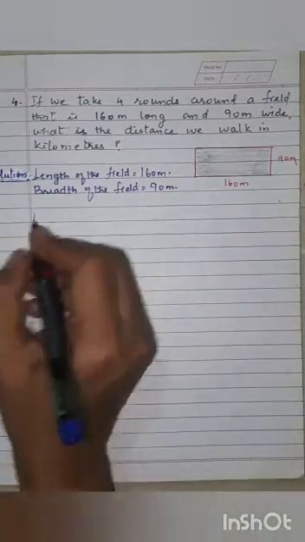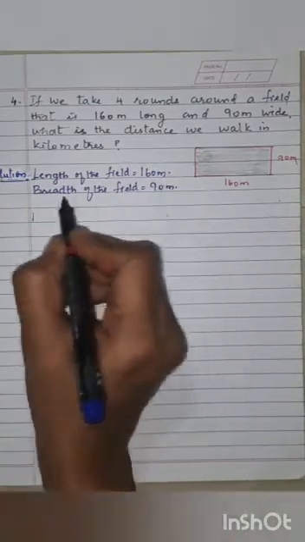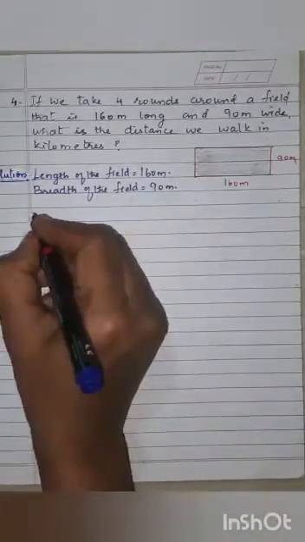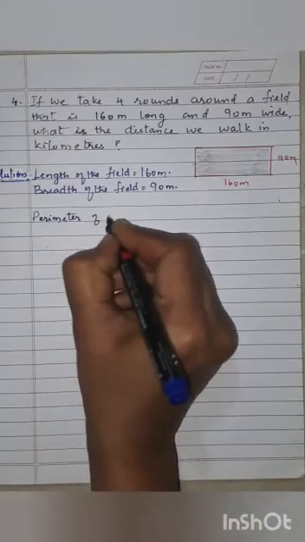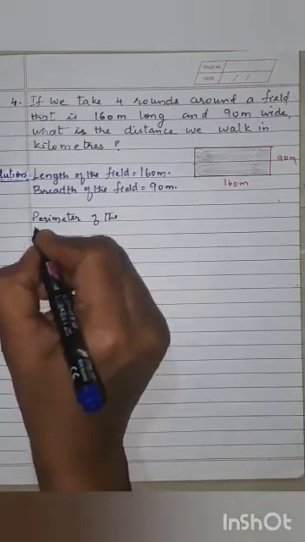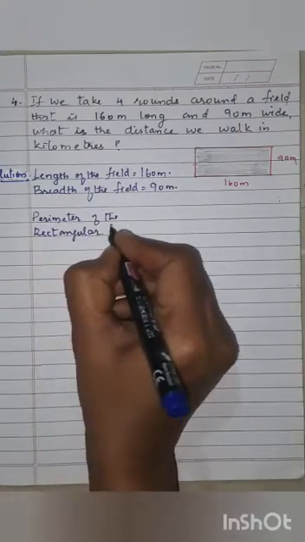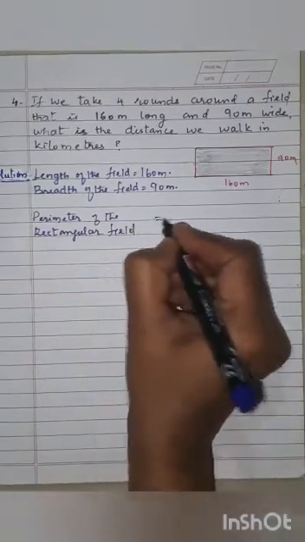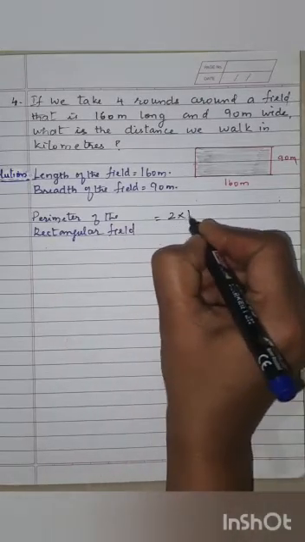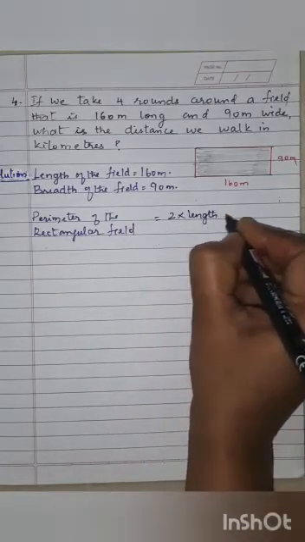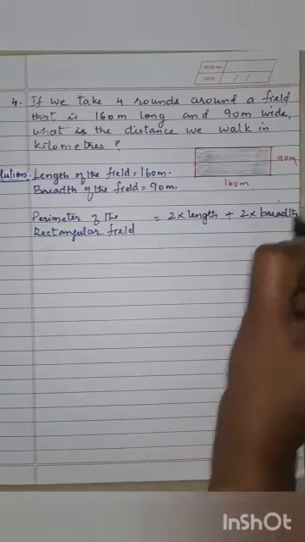So first, in the solution, you will write it as: the length of the field is equal to 160 meters, breadth of the field is 90 meters. Then we will write perimeter of the rectangular field. Okay, after writing this, you have to write the formula. What is the perimeter of a rectangular field, children? It is 2 multiplied by length plus 2 multiplied by breadth.